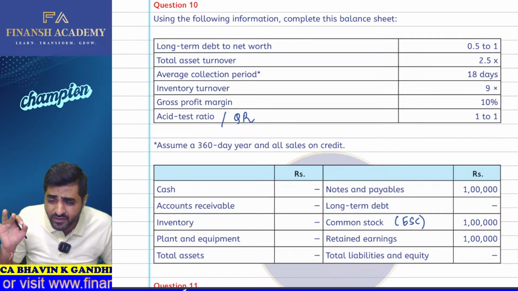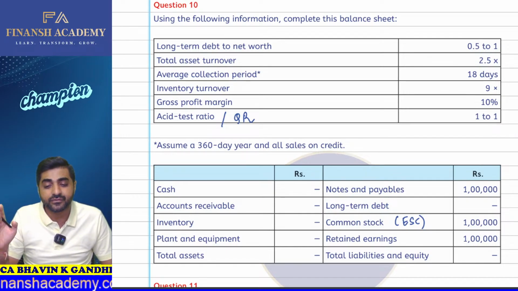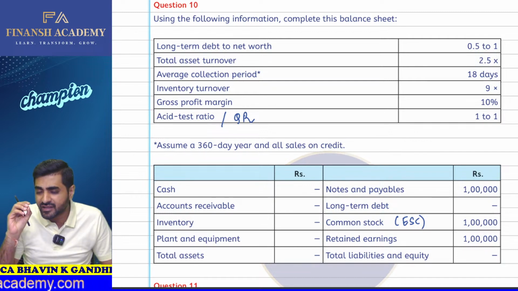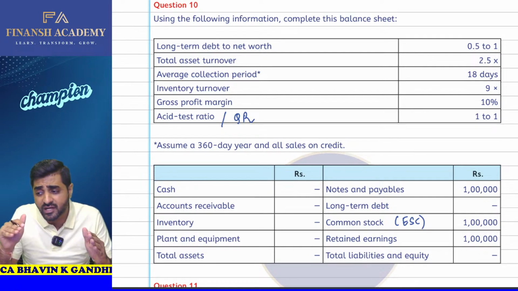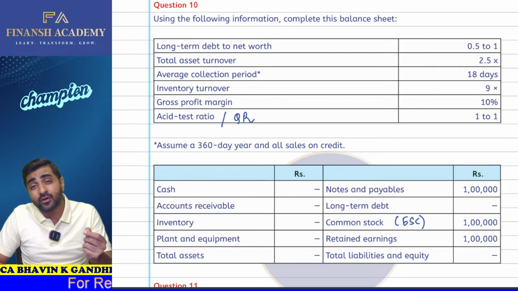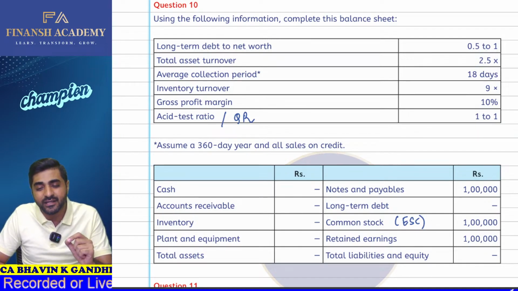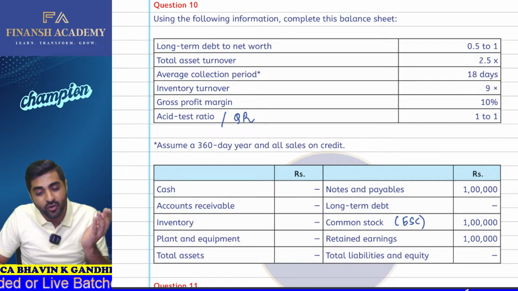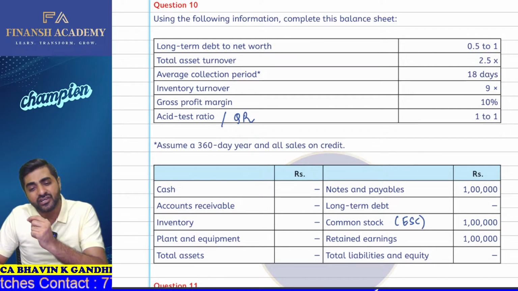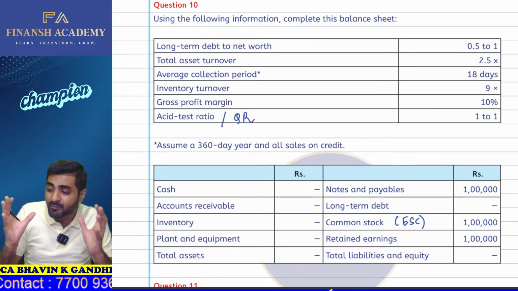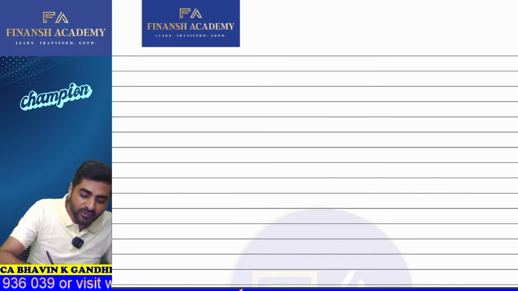Now based on this particular information, we are required to prepare the entire balance sheet where there will be common stock, then there will be reserves and surplus. The total of that will be called your equity shareholders funds. After that, we are going to take into consideration long-term loans. And then we are going to have your current liabilities in which there will be notes and payables, that is creditors. On the asset side, we'll be having plant and equipment. And on the current asset side, we'll be having cash, receivables and inventory. So this entire format, we need to prepare. We will just reshuffle this in the format which we want.